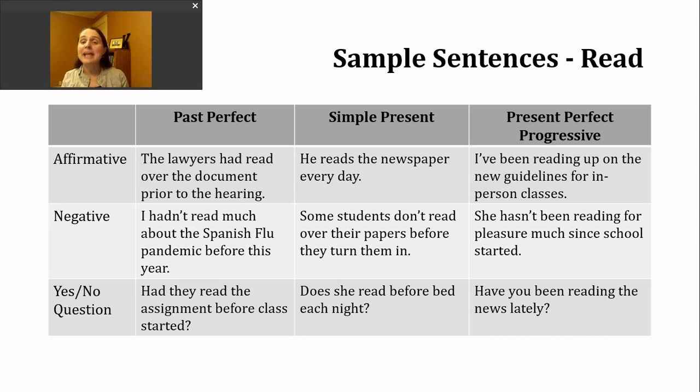Finally, if I want to make a yes or no question in the present perfect progressive, I will start with have or has, then I'll have my subject, then been, then the ing form of the verb. Here's an example. Have you been reading the news lately?